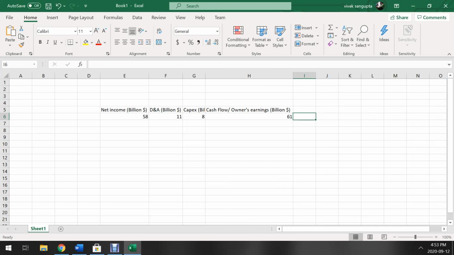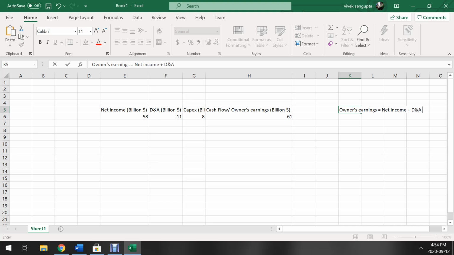So I'll write the formula here. That's net income. So owner's earnings equals net income plus D&A minus capex, and this is true for any company that is available in the market, right?